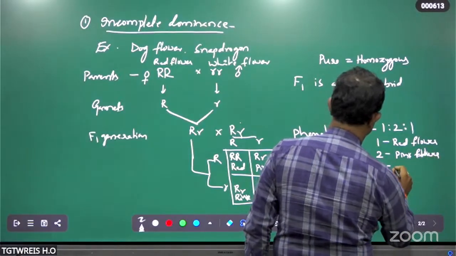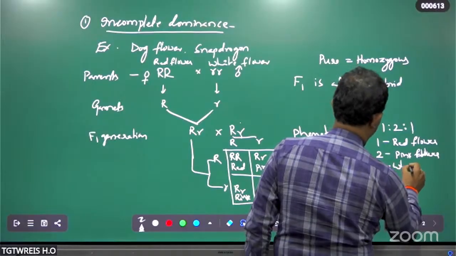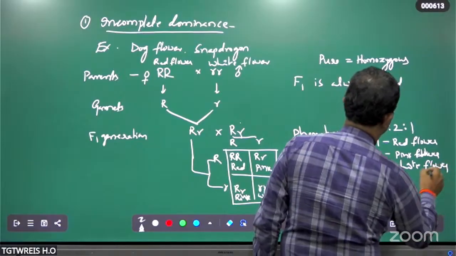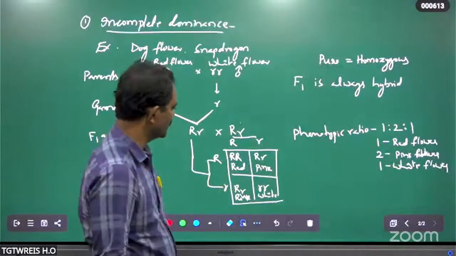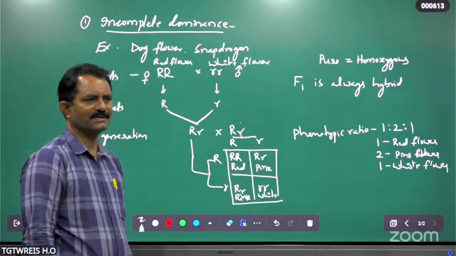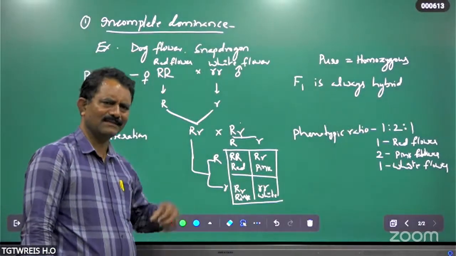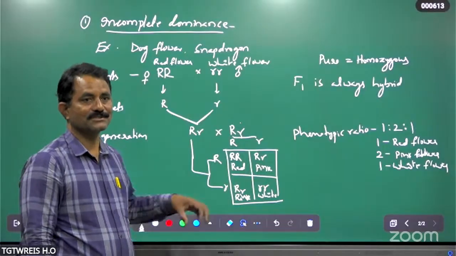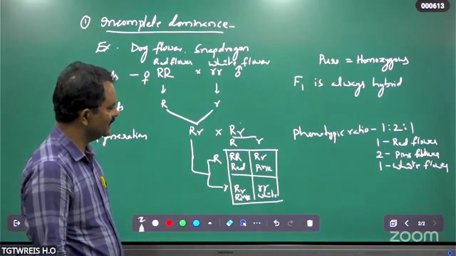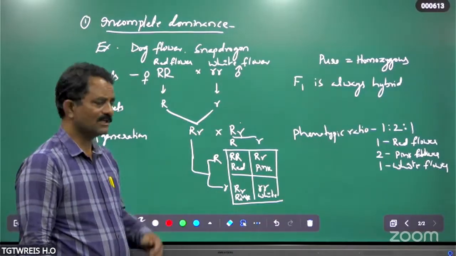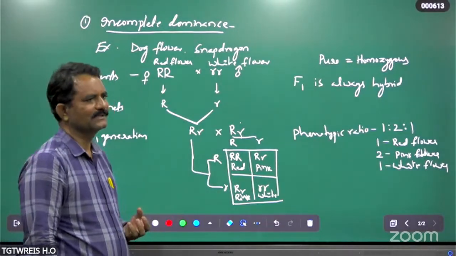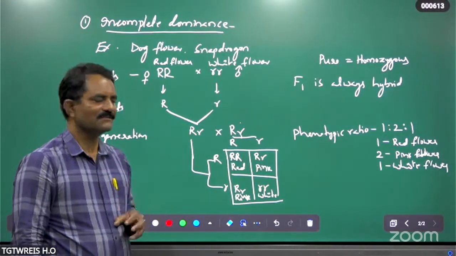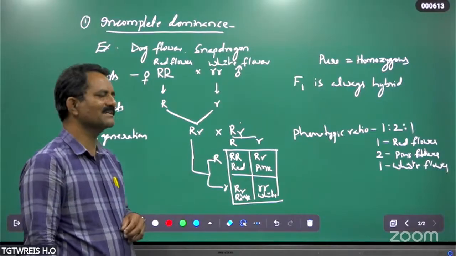And one is a white flower plant. Right, 1:2:1 phenotype. Phenotype means physical appearance, whatever we see in the plant. That is regulated by the genotype generally. Genotype is nothing but genetic makeup. Phenotype is the physical appearance. But here the phenotype is deviated.